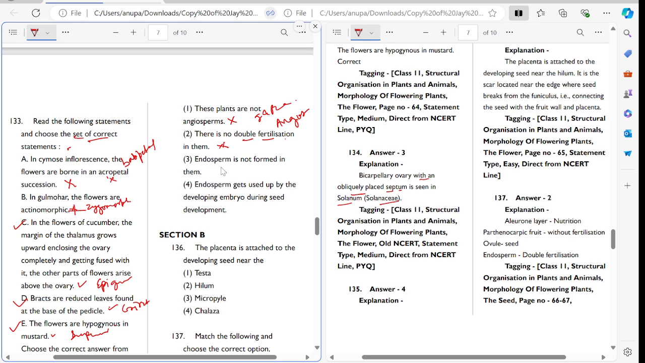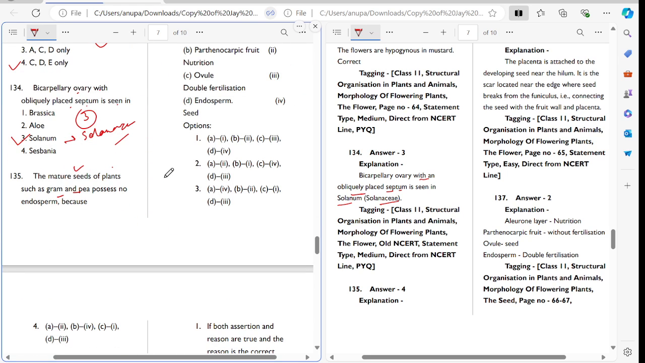The third option is endosperm is not formed in them. It is wrong. Endosperm is formed in them initially, so this statement is also wrong. The fourth option is endosperm gets used by the developing embryo during seed development. So this is correct. This statement is correct, and we have to find out the correct one.